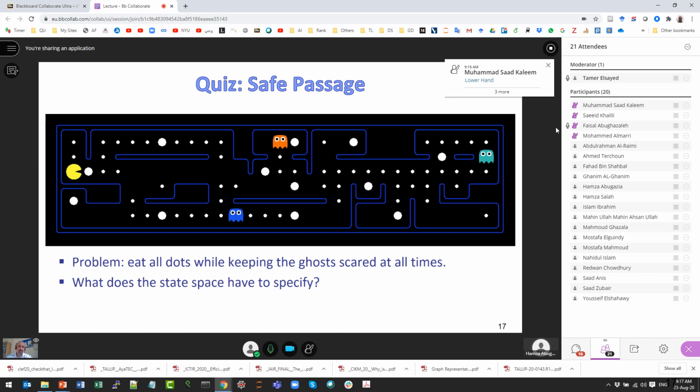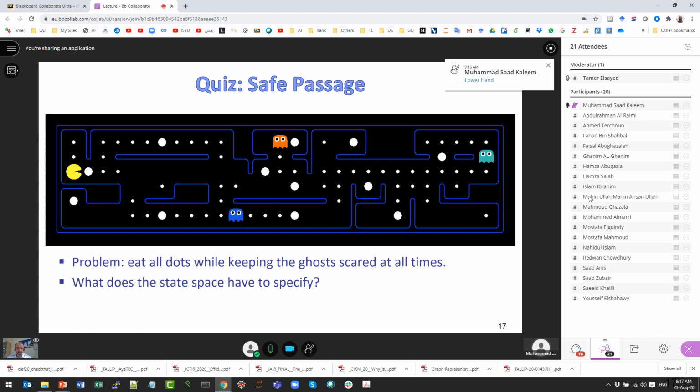Faisal, what else? I think we also need the position of the power dots, to know when we calculate based on the time and the position. Okay, the position of them only or something else? I don't think we need the position of the ghost since... No, I'm not talking about the ghosts now. I'm talking about the power dots. Do we need just the position? And whether they are eaten or not. Yes. So the positions of power dots and whether they are eaten or not. Thanks, Faisal. What else? Saad?